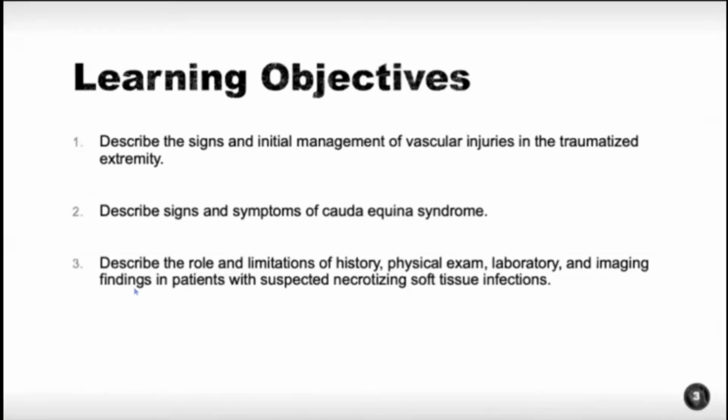Today we're going to talk about three topics: vascular injury, Cauda equina syndrome, and necrotizing soft tissue infections. I'd like by the end of the talk for you to be able to describe the signs and management of vascular injuries in patients with a traumatized extremity, to describe the signs and symptoms of Cauda equina syndrome, and to describe the role and limitations of the history, exam, and laboratory findings, as well as imaging findings in patients with suspected necrotizing soft tissue infections.